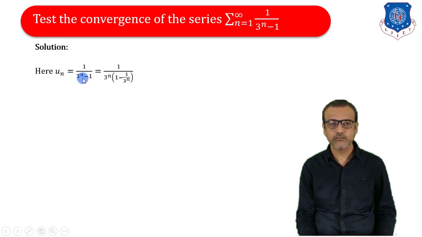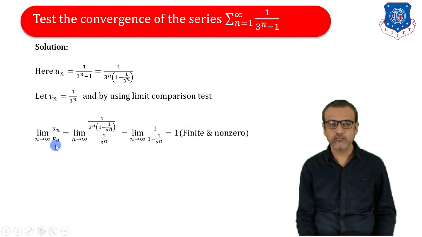Here un equals 1 upon 3 raised to n minus 1, and this is equal to 1 upon, taking 3 raised to n common, into bracket we have 1 minus 1 upon 3 raised to n. Let Vn equal 1 upon 3 raised to n, and by using limit comparison test, limit n tends to infinity un upon Vn, where this is un and this is Vn. So 3 raised to n will cancel out, and this is equal to limit n tends to infinity 1 upon 1 minus 1 upon 3 raised to n.